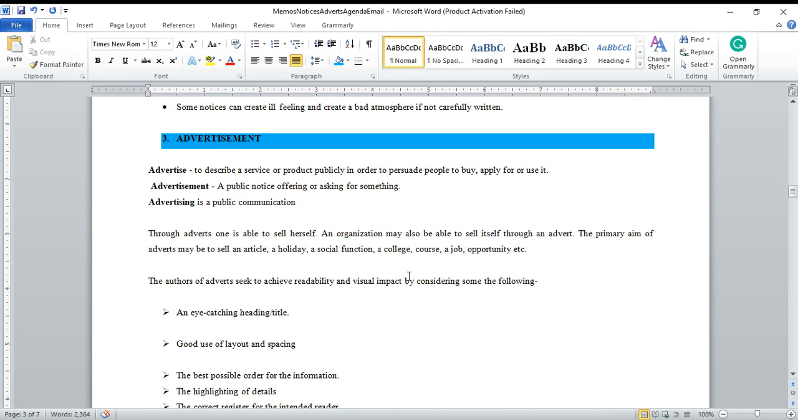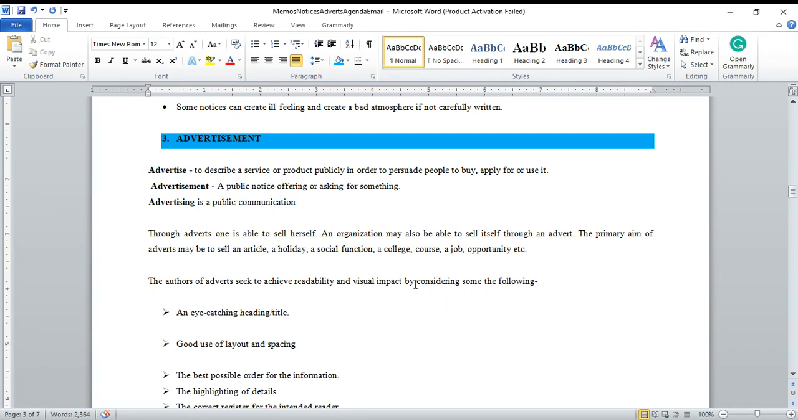One is able to sell herself. Now, in this case, selling herself is simply marketing the good side of either your skills or your services. Okay, so that is what we mean by selling oneself. An organization may also be able to sell itself through an advert. When talking about selling itself, it simply means that it's able to position itself in the mind of the public or consumers that it is the best organization or it produces the best products.